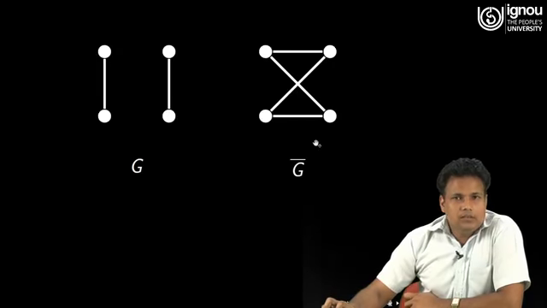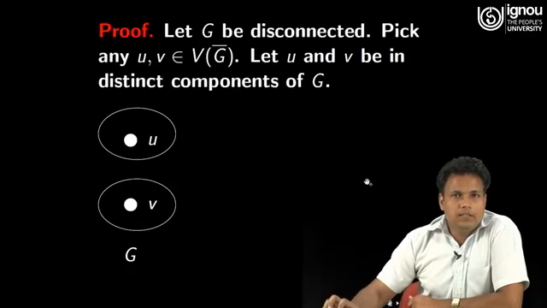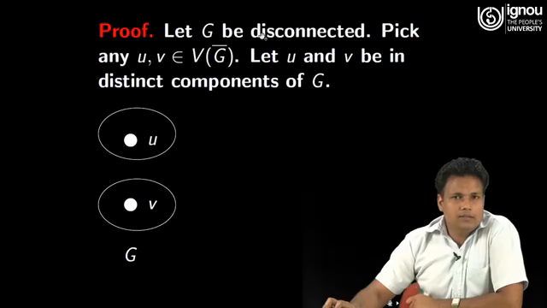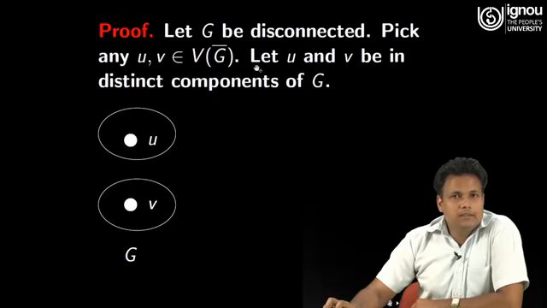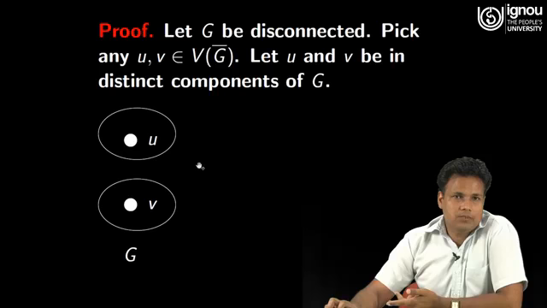So, now we shall prove this result. We shall assume that G is disconnected, and then we show that G bar is connected. So, we shall just pick any two vertices U and V in G bar, and of course, these are also the vertices of G, but G is disconnected. So, there are two cases, either both U and V lie in the same component of G or in distinct components of G.